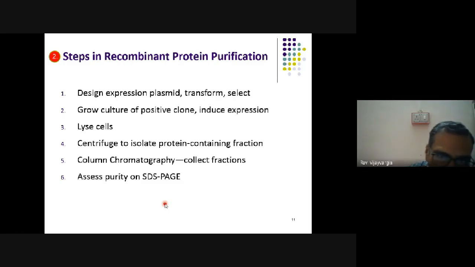So these are the steps. In SDS-PAGE, once you run the gel, you use a specific protein stain. Can you name the protein stain commonly used for staining proteins in SDS-PAGE?